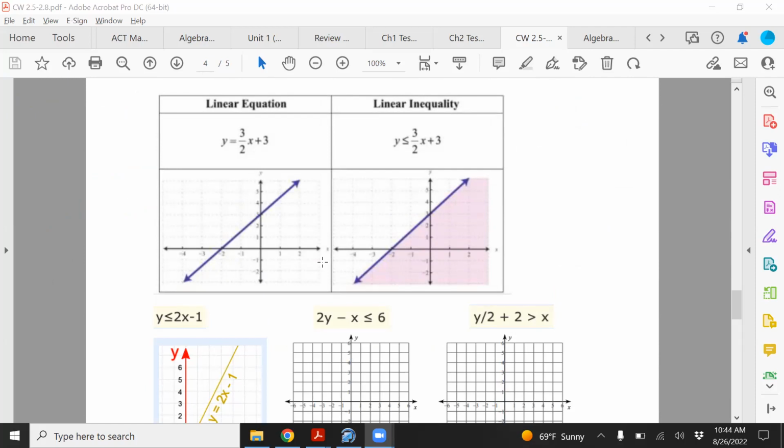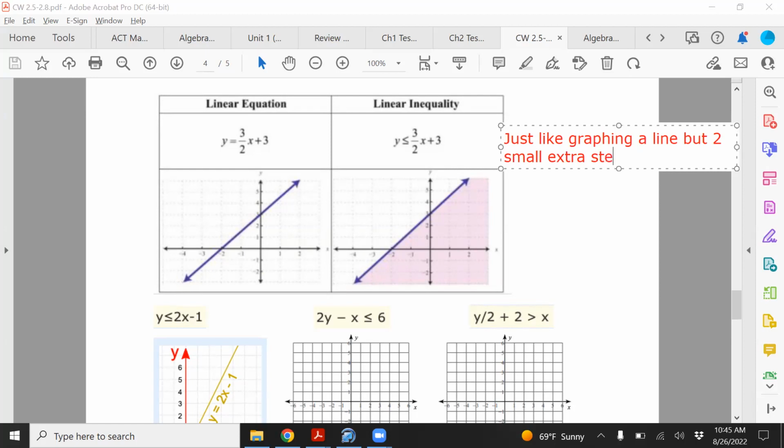You did graph some lines last class, right? You just graph a line. Boom, done. Only a slight difference here. If you have an inequality, you have to determine two things. This is just like a line. Let me type it in the text box for you guys. Just like graphing a line, but two small extra steps.